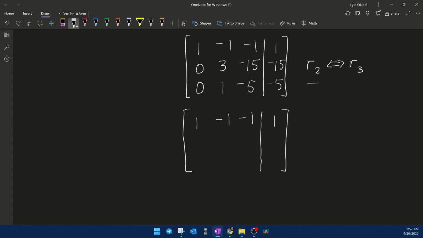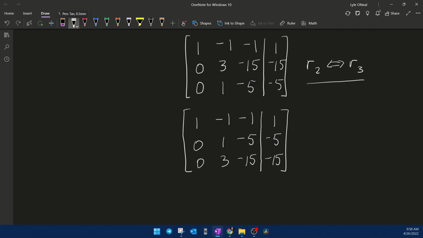All right, so here's what we're going to do. Next, we're going to swap rows 2 and 3, which means that row 1 is not going to change. Notice I've already copy and pasted it down here. And then row 3 is going to become row 2, so just copy and paste it. And row 2 is going to become row 3.